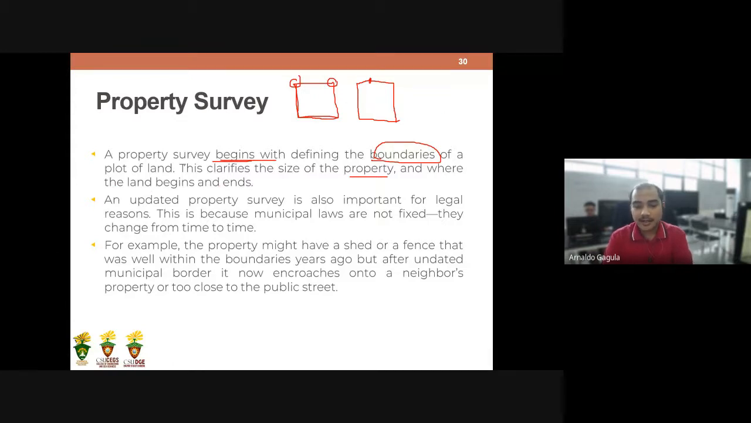Okay. So an updated property survey is also important for legal reasons, no? Especially kanang sa imong title. Kaya uban ang title kay ilang gamiton for loans, no? Legal purposes naman na. And sa imong title itself. So this is because municipal laws are not fixed, no? They change from time to time. So wala akong giingon nga di lang municipal laws pati na governmental laws, no?